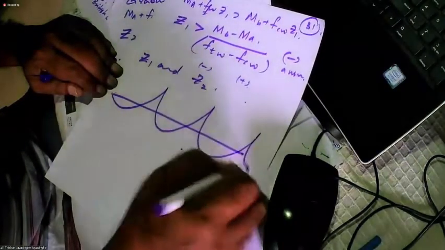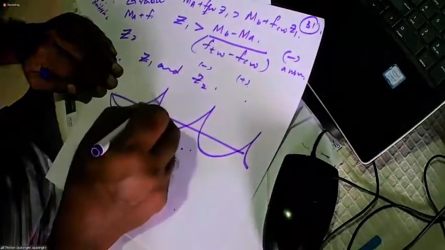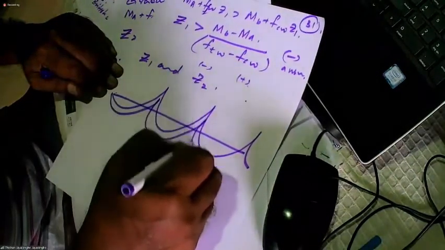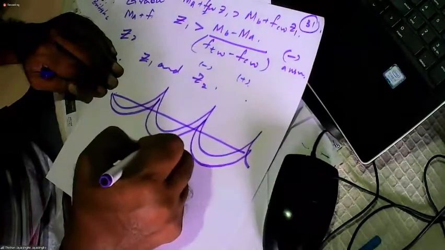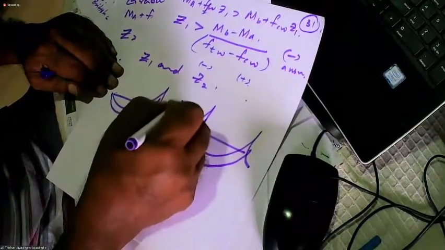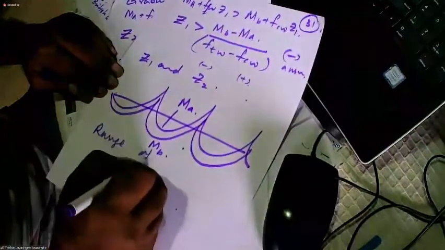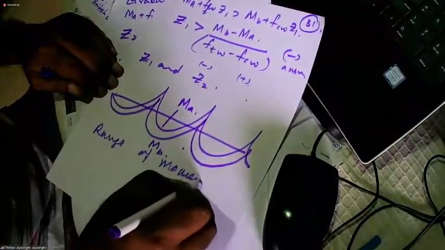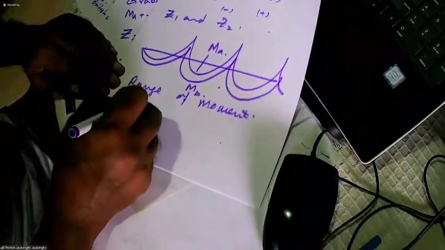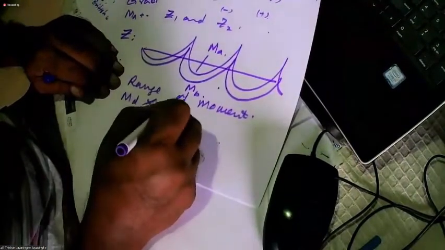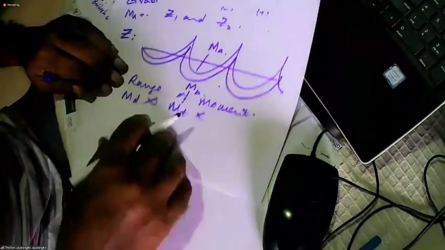In a continuous structure, what is MB minus MA? This is MB, this is MA. It is the range of moment. And MD has nothing to do with it. M trans has nothing to do with it.